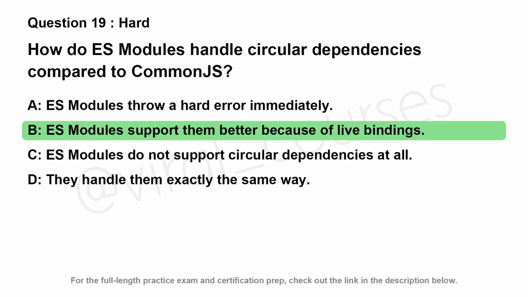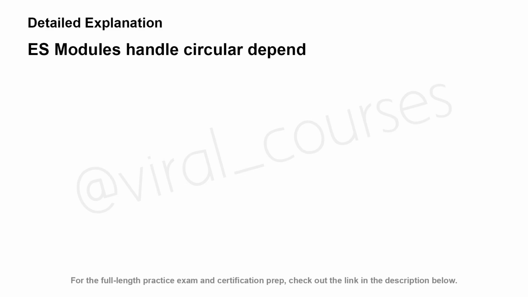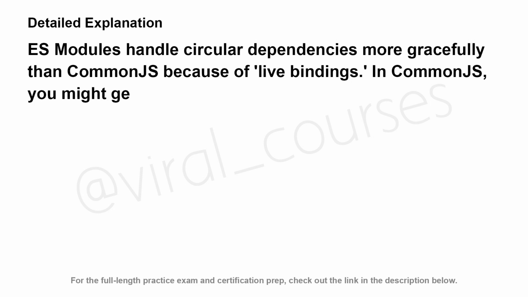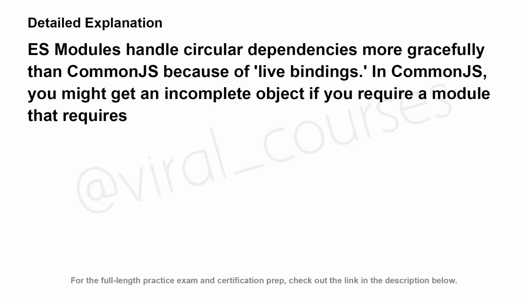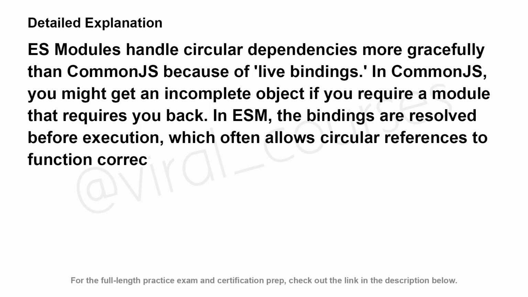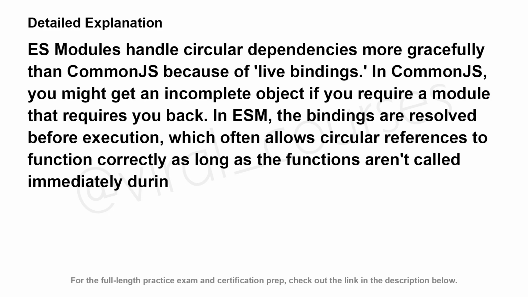The correct answer is B. ES modules handle circular dependencies more gracefully than CommonJS because of live bindings. In CommonJS, you might get an incomplete object if you require a module that requires you back. In ESM, the bindings are resolved before execution, which often allows circular references to function correctly as long as the functions aren't called immediately during the evaluation phase.